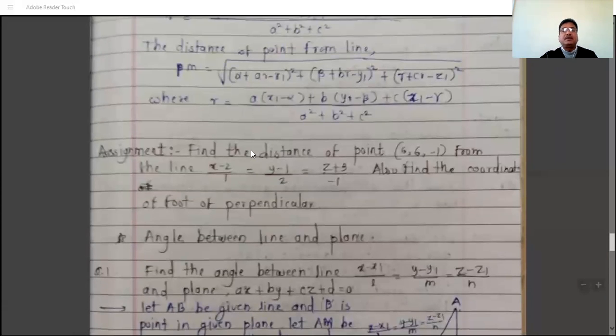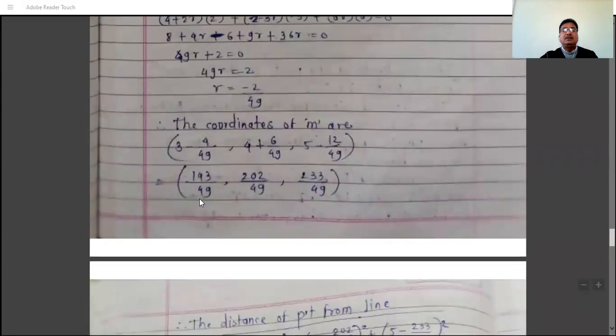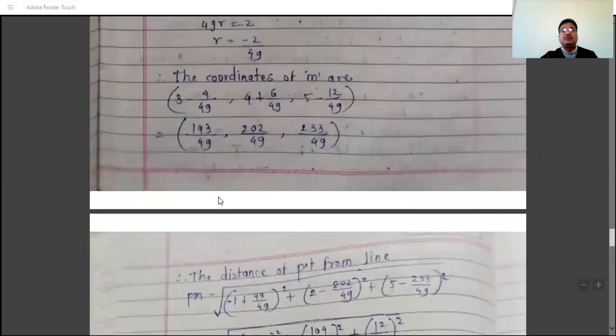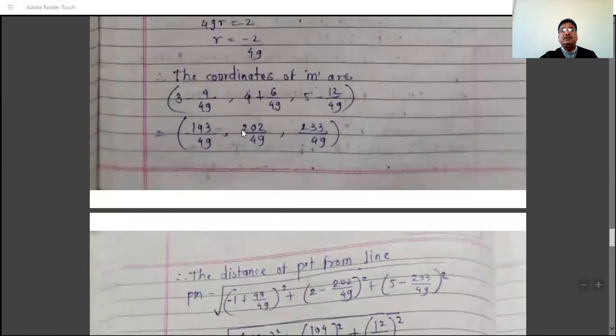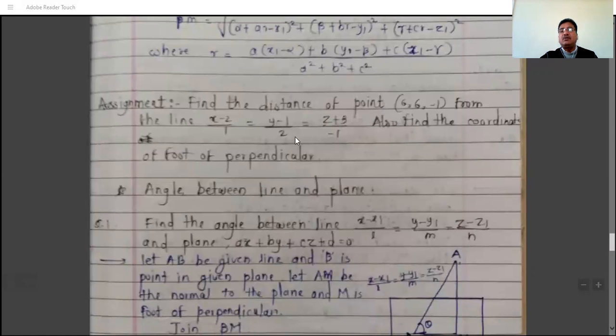We have a problem for assignment: find the distance of the point (6, 6, minus 1) from the line (x minus 2) by 1, (y minus 1) by 2, (z plus 3) by minus 1. Also find the coordinates of the foot of the perpendicular, that is, the coordinates of the point M. So the procedure is: find the coordinates of the foot of the perpendicular, and then by using the distance formula find the distance.